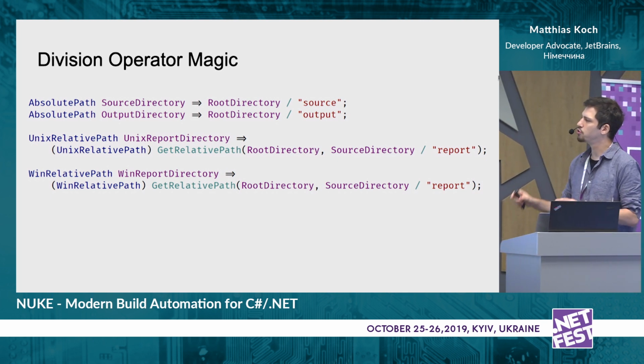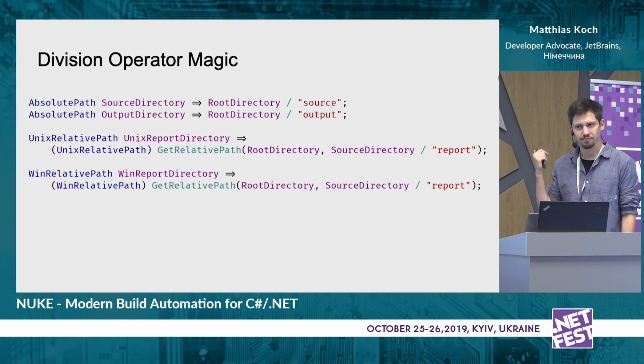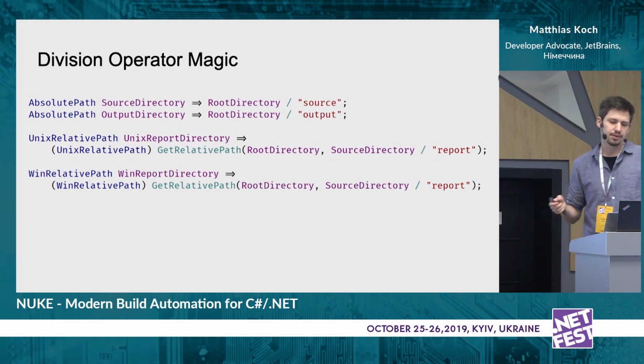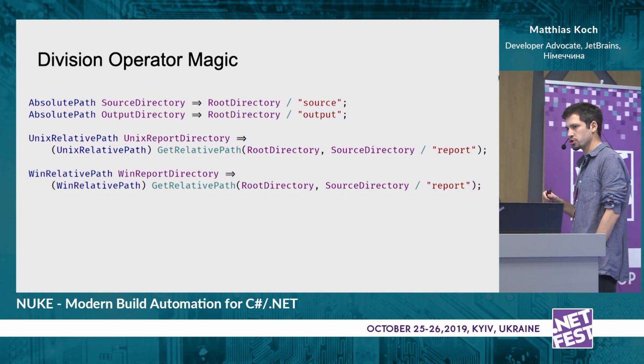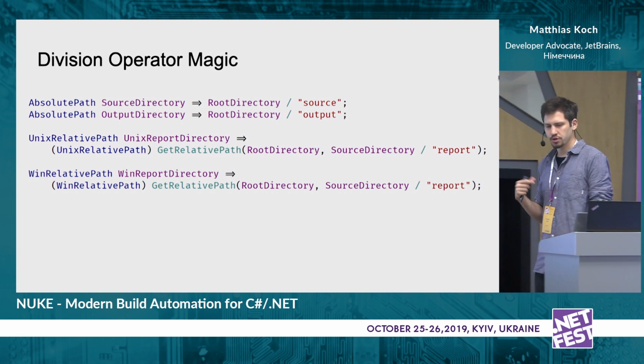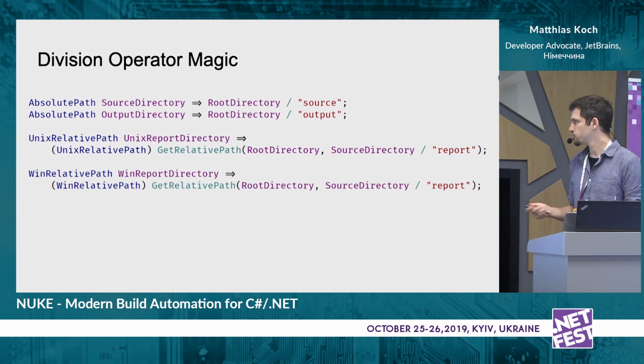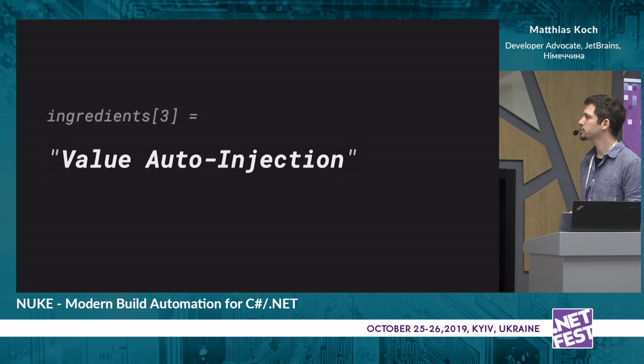And if you pass one of those absolute paths or relative paths, they get automatically converted to string. There's an implicit conversion, so you can pass them as string and don't need to do anything more about it.